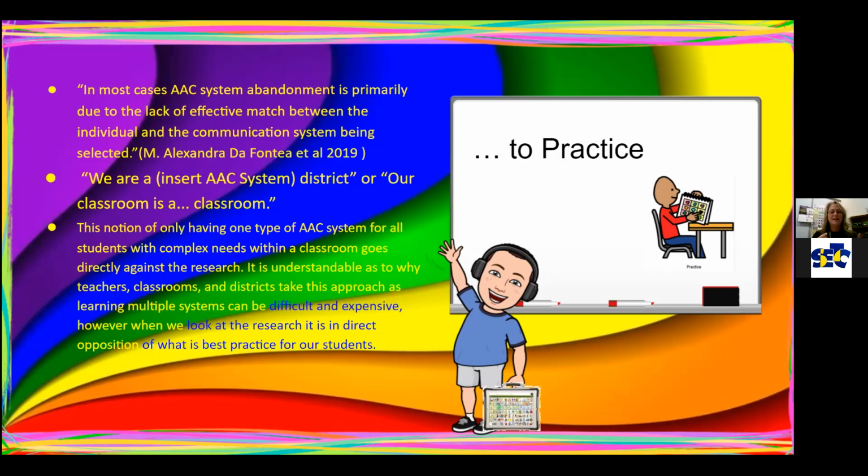So yeah, really, let me go. This notion, we've kind of talked about that. Really this research is just in complete opposition of what is happening in practice. And so changing that and starting to come to the understanding that we can be a multi-system school district, we can be a multi-system classroom. That's really powerful, right? So that is a passion. I'm hoping that this will help others see that and how important that is.